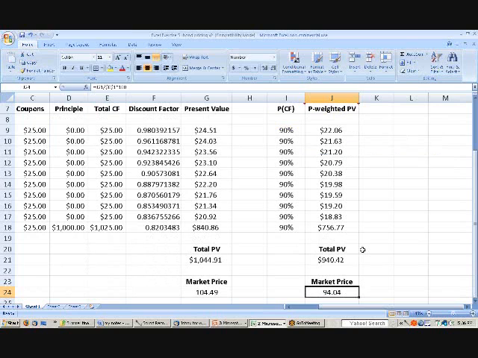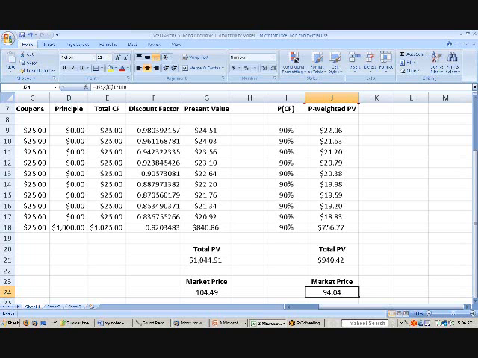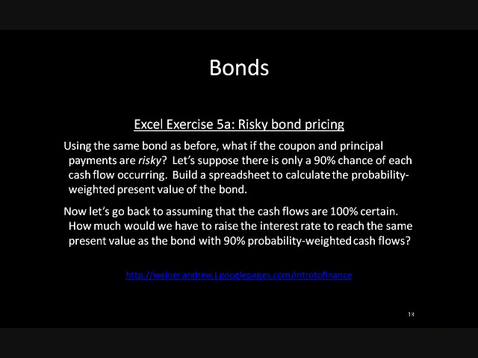Okay, so we did the first part of the question already. We built a spreadsheet to calculate the probability weighted present value of the bond. And we found that it is $940, or a market price of 94.04.